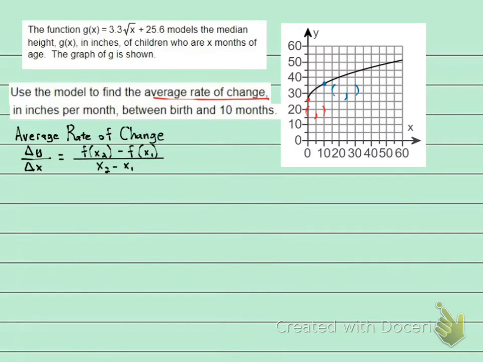So one thing to note is that at birth, your months are 0. Okay, 0 months at birth. And over here on the blue point, the x value is 10 for 10 months. Now we do need to actually go and find the y values. So let's go ahead and do that now.